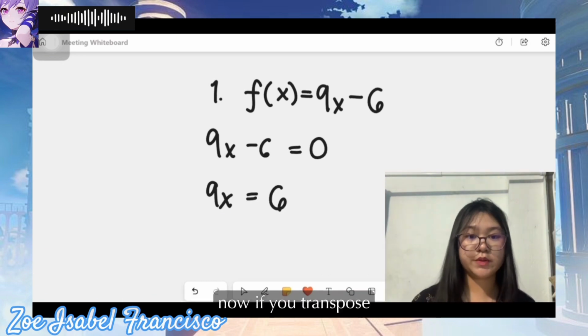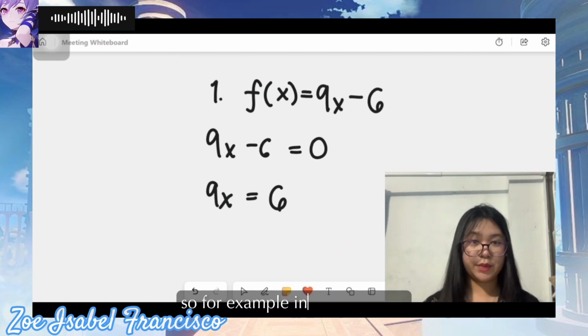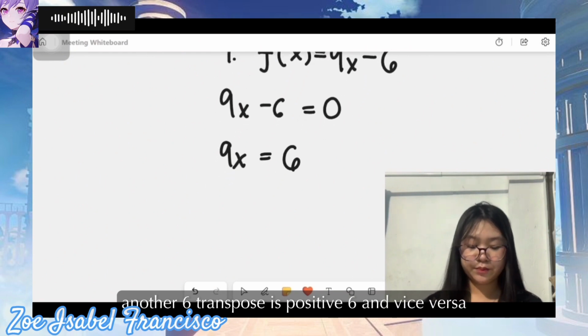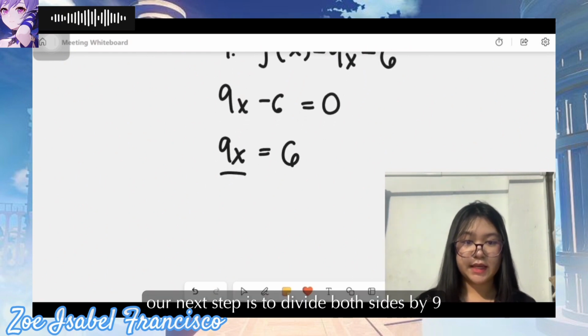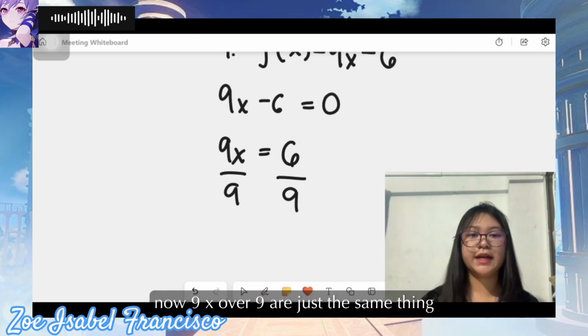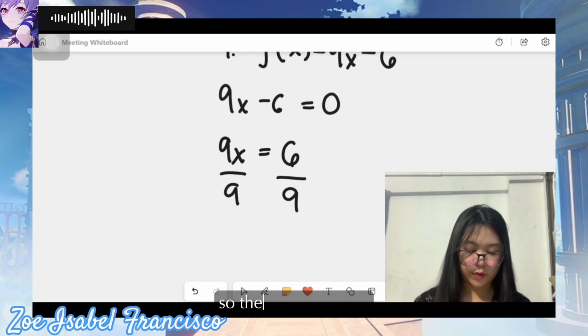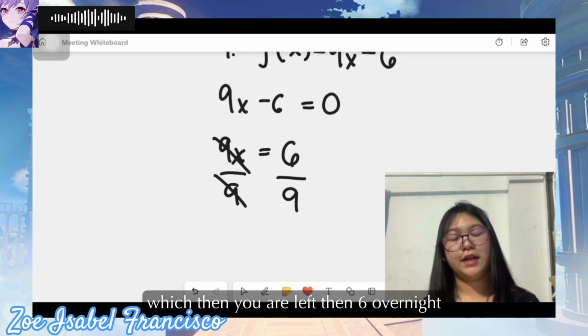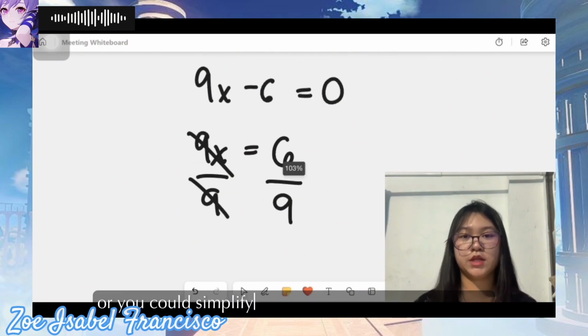Now, when we transpose, the sign of the number always changes. So for example, in this equation, negative 6 transposed is positive 6 and vice versa. Our next step is to divide both sides by 9. Now, 9x over 9 are the same thing, so they cancel, and we are left with 6 over 9. Now we could leave this like this, or we could simplify it.